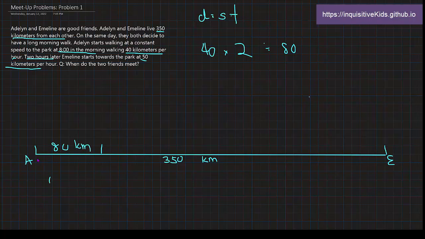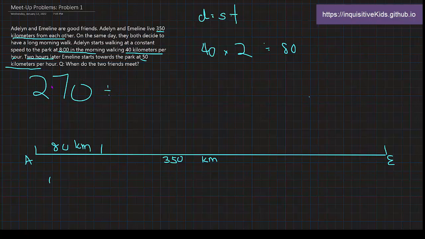That's Adelyn. So this is Adelyn right here, right? That's 80 kilometers. So the rest right here would be 270 kilometers. And Emeline starts towards the park at 50 kilometers per hour. So we're trying to find the time. So that shouldn't be hard, right? Using the formula we just went over, we know that if we have the speed of each person and we have the total distance, we can find out the time.